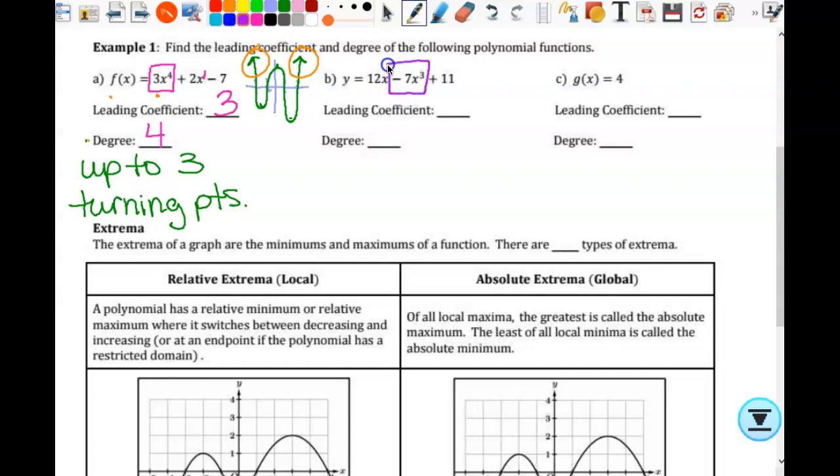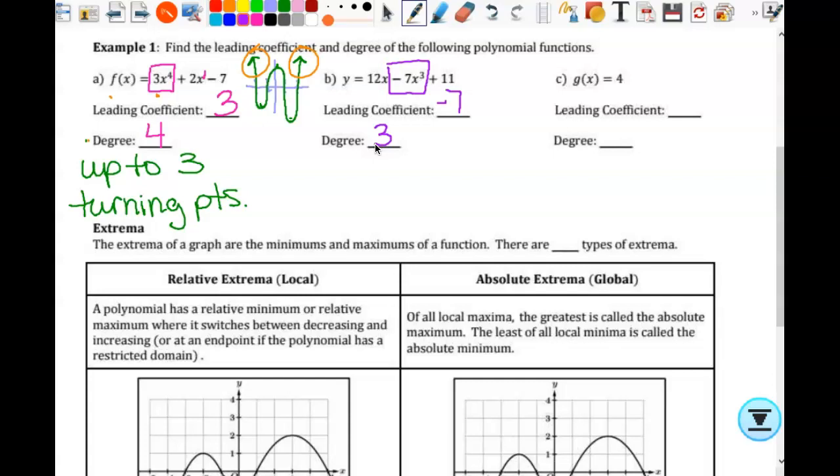Negative 7x cubed. That's my leading term, right? It's not first, but it's the leading term because it has the highest exponent of 3. So the leading coefficient is what? Negative 7. And my degree is 3. Okay? So if I have a 3rd degree polynomial or a cubic function, I can have at most how many real zeros? 3. And it's possible I'd only have 1.